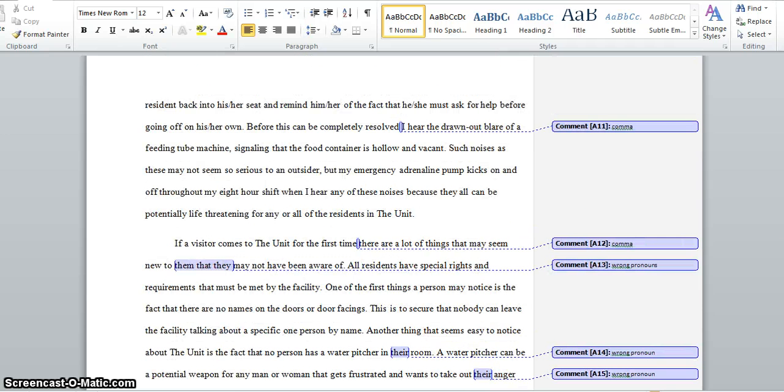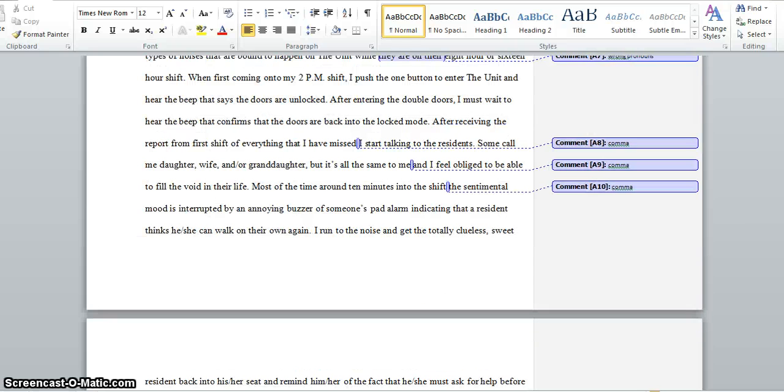If you have any questions, make sure that you ask me, but study up on this section of commas in the writer's reference. Also study up the section of pronouns in the writer's reference, because I will make that a part of your grammar grade for this next essay.